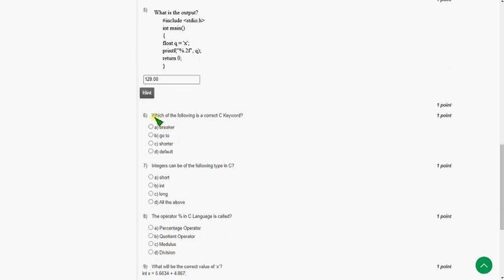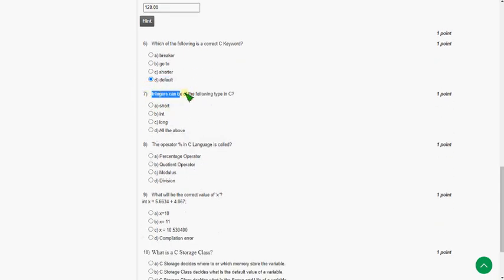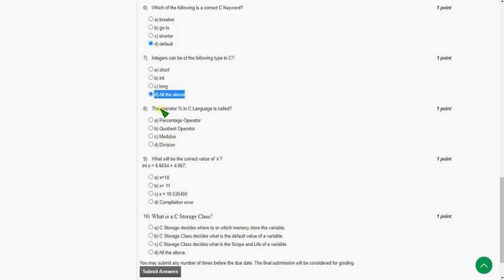And sixth question, which of the following is a correct C keyword? So the answer for sixth question is option D, default. And seventh question, integers can be of which following type in C? So the answer is all of the above. That means short, int and long. So all of the above. And eighth question, the operator, the percent symbol in C language is called. It is not percentage, it is option C, modulus.